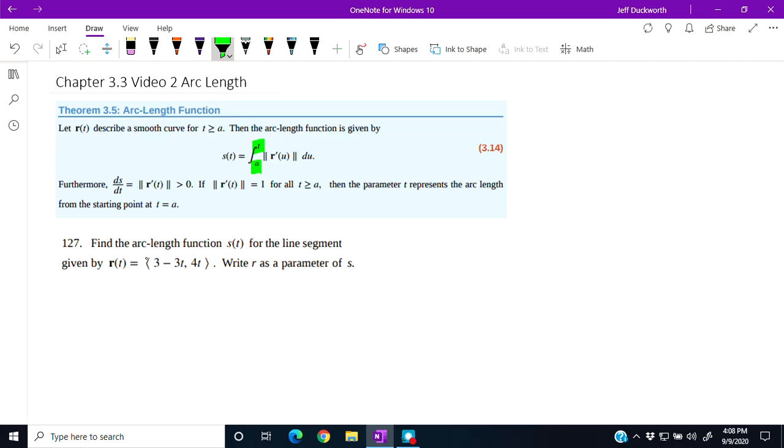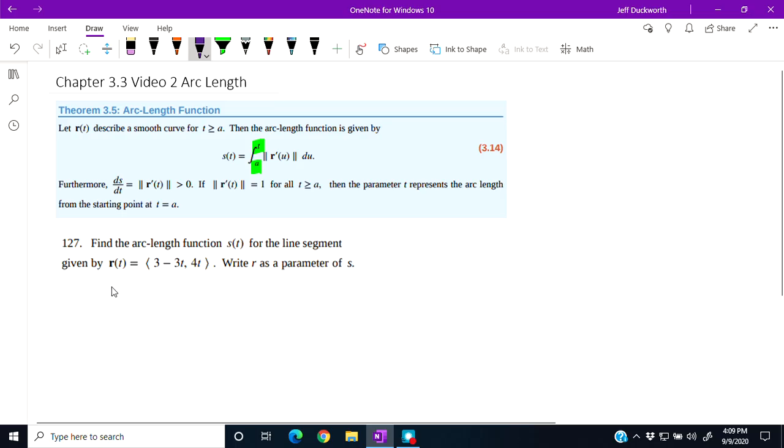All right, so problem number 127, we're going to write out our value r as a parameter of s. So in this case, s is again the arc length, so we're going to write it in terms of that. All right, so we're going to use the formula above. It's formula 314 is what we're going to use.